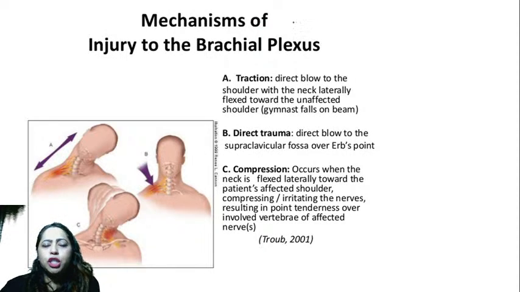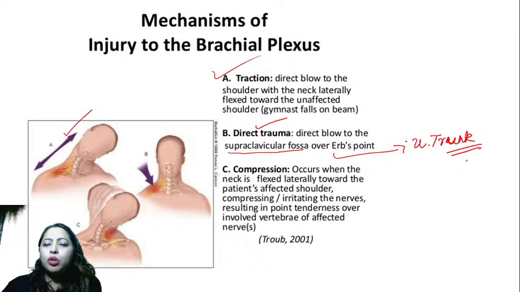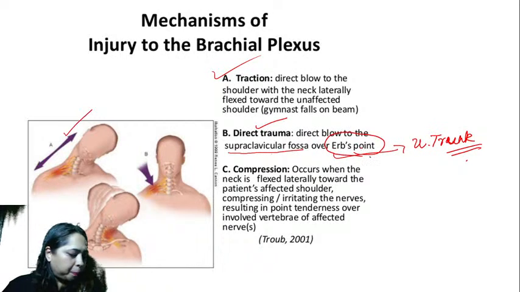Now, mechanism of injury, it could be because of traction pull. It could be someone who is a gymnast and they would have fallen on the wrong side, with a flexed neck or shoulder, and that could lead to injury of the brachial plexus. Next one, direct trauma. Something falls on your shoulder directly. It could directly hit the supraclavicular fossa, that is where you have the upper trunk. So that could get injured. Most of the time, direct trauma leads to Erb's paralysis. Okay, next one.